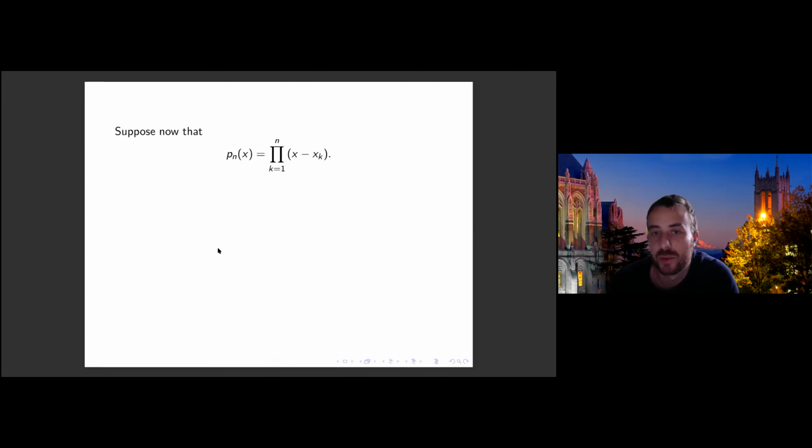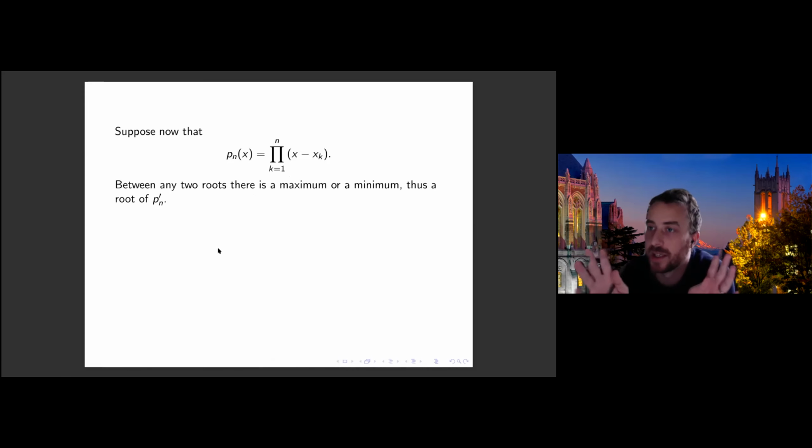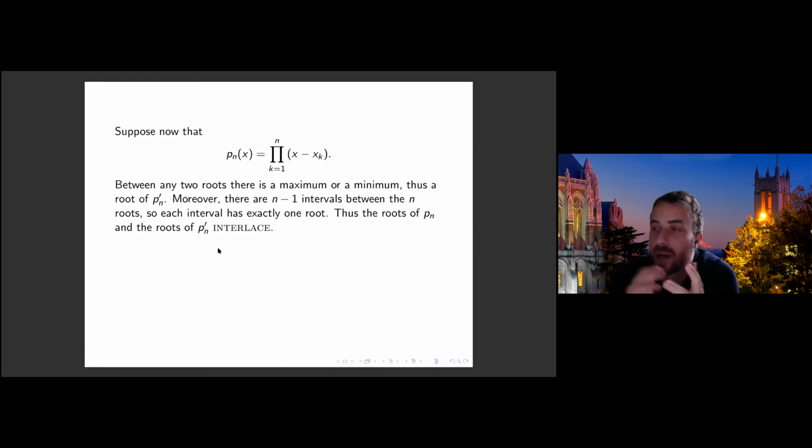And suppose now that we have a polynomial like this. Then there's a basic fact, since I'm assuming that all the n roots are distinct: between any 2 roots, there is a maximum or a minimum. That's basic real analysis. And this maximum or minimum corresponds to a root of the derivative, which means there's a highly structured system in place, which says we have n-1 intervals between these endpoints. And each one of these intervals contains at least 1 root.